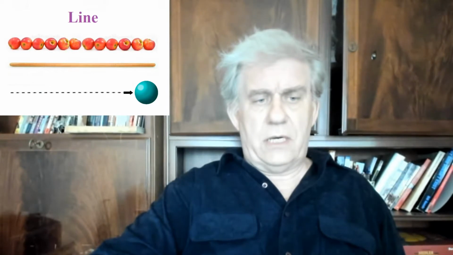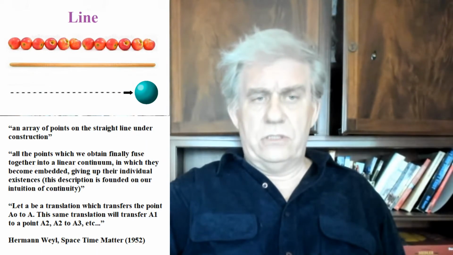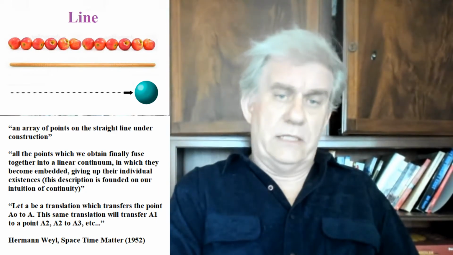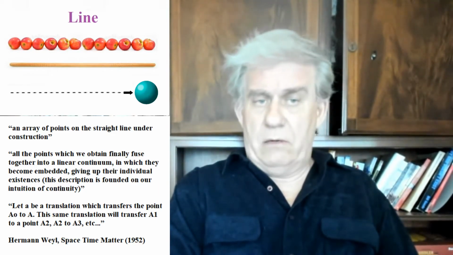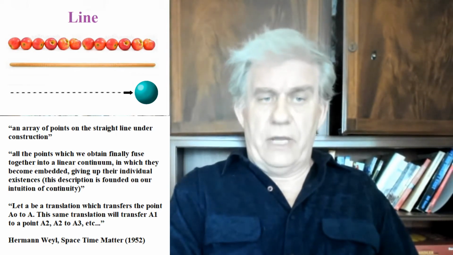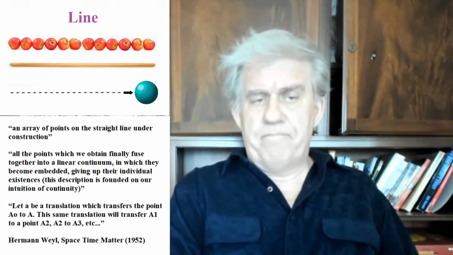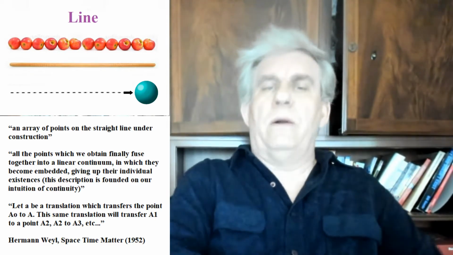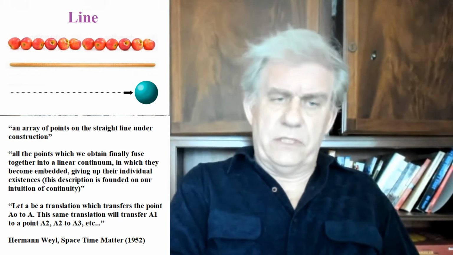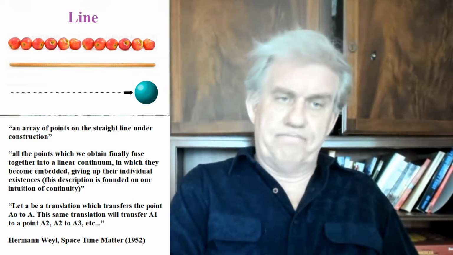And this is a line. You know, we don't know what a line is to this day. Everybody says, well, we can't define what a line is, but we'll use it. And again, all of this is typically in the context of geometry, right? And here are some of the statements made by Herman Weyl in 1952 in his book Space, Time, Matter.